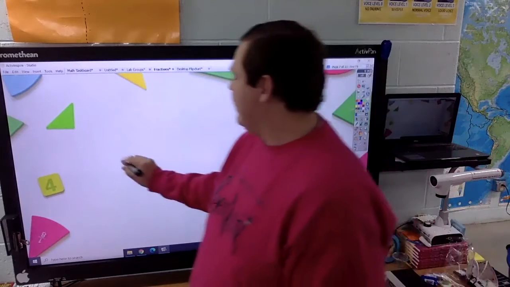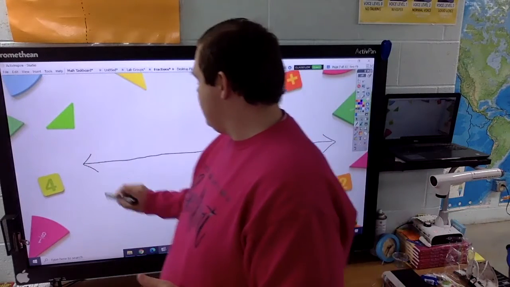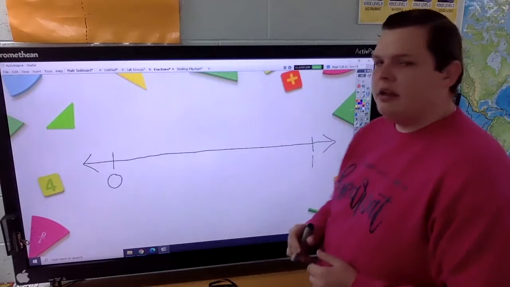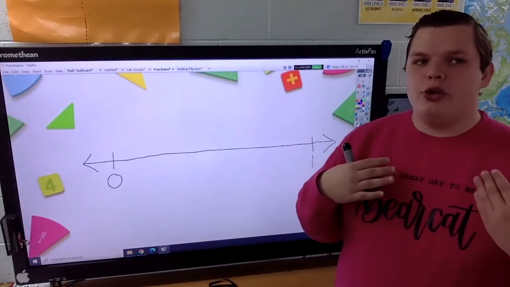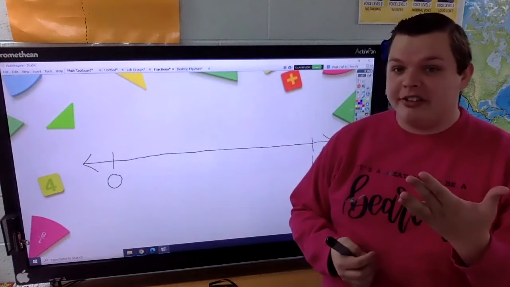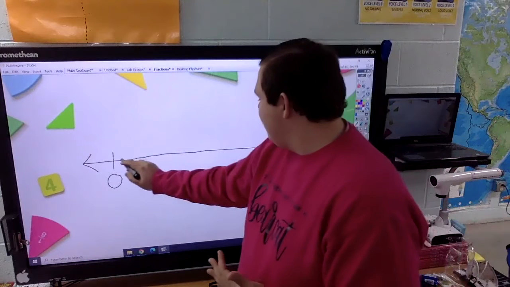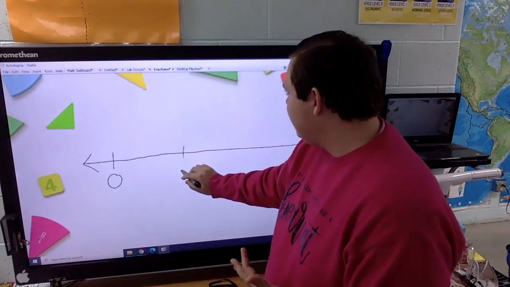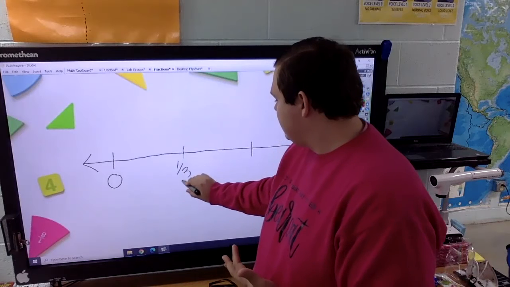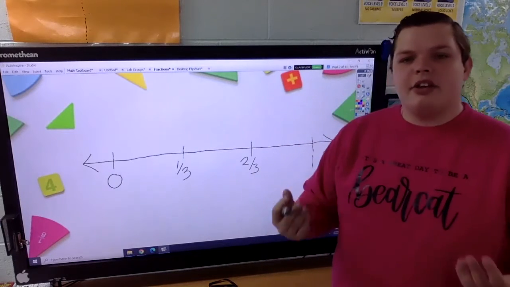Okay? Let's do a little bit more work. Let's get our fraction line. Start with 0. Let's go up to 1. Okay? Let's split this into thirds. 3 equal pieces. Now remember, I might not be exactly perfect on my thirds, but we can make it look right and know that we're talking about thirds. So 1/3 is about right here, and 2/3 is about right here.